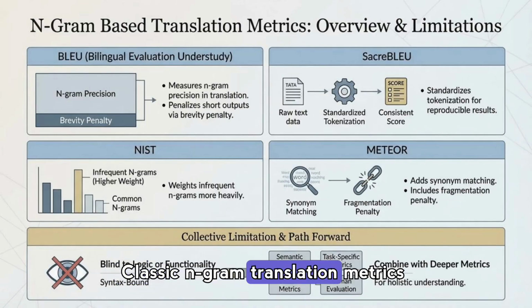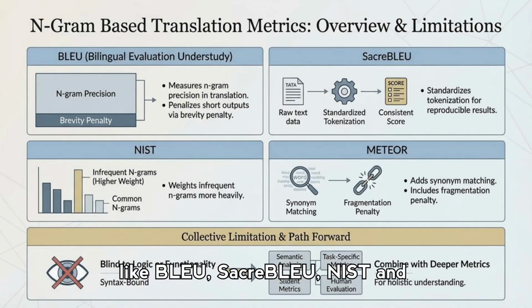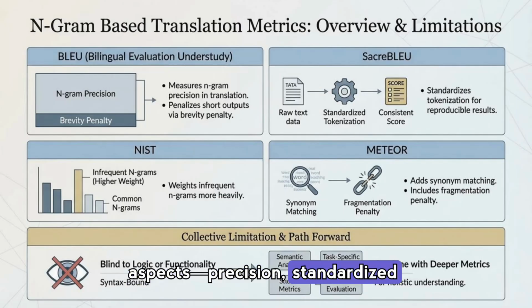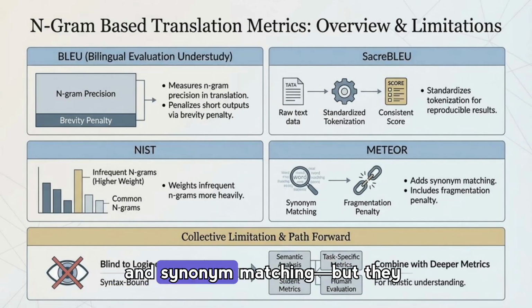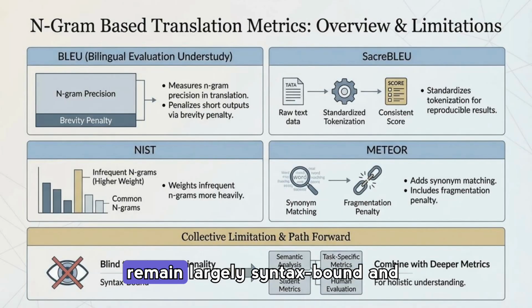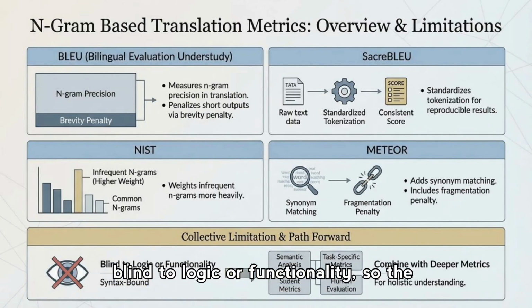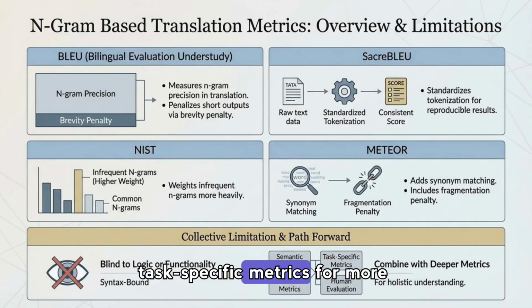Classic n-gram translation metrics like BLEU, SacreBLEU, NIST, and METEOR each capture different aspects: precision, standardized tokenization, rare n-gram weighting, and synonym matching. But they remain largely syntax-bound and blind to logic or functionality, so the path forward is to combine them with deeper semantic and task-specific metrics for more holistic evaluation.